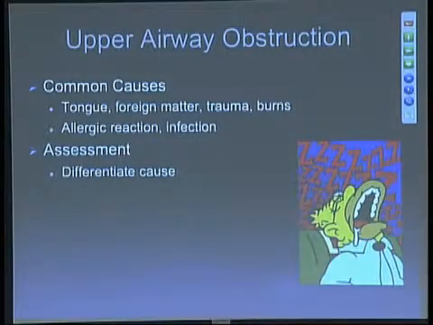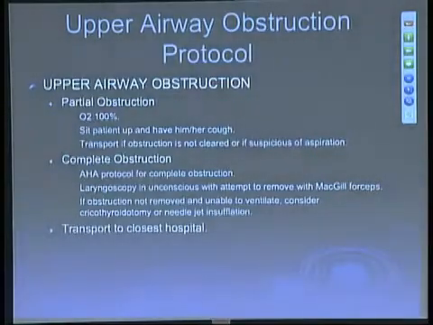Airway obstruction, upper airway obstruction, common causes: tongue, foreign matter, traumas, burns, allergic reactions, and infections. Obviously, your job is to differentiate the cause and then to work with the obstruction itself. Partial obstruction: 100% O2, sit the patient up, have them cough. If the obstruction is not cleared or if there's suspicion of aspiration, then transport the patient.